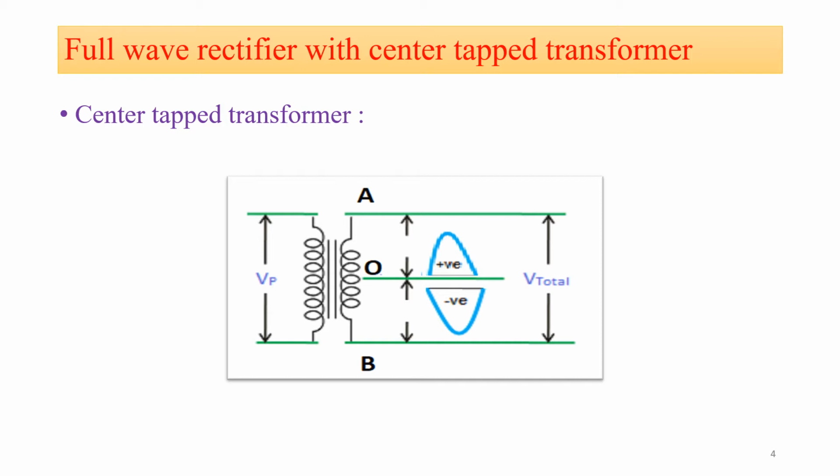Meaning what? For the first positive half cycle of your AC input signal, your VAO will be positive and at the same instant your VBO will be negative. Similarly, for the negative half cycle of the AC input signal, your VBO will be positive and at the same instant your VAO will be negative. That indicates that due to this center tap, your VAO and VBO are always equal and opposite to each other.